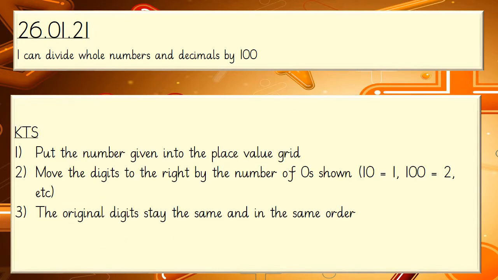Let's have a look at our keys to success for today's lesson. First of all, put the number that's given to you into the place value grid. Then move the digits to the right by the number of zeros that's shown. So for example, if you're dividing by 10, just move the digits one space to the right. If you're dividing by 100, there are 2 zeros, so move the digits 2 spaces to the right. But remember to keep the original digits the same and keep them in the same order.